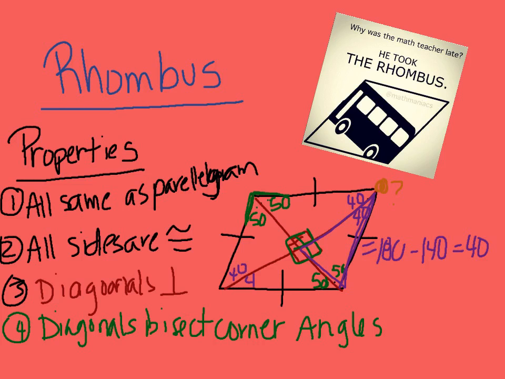So look what we got here. We got 4 equal triangles. So if you find one triangle, all the rest of them are going to be the same. That's pretty easy. That's pretty neat.